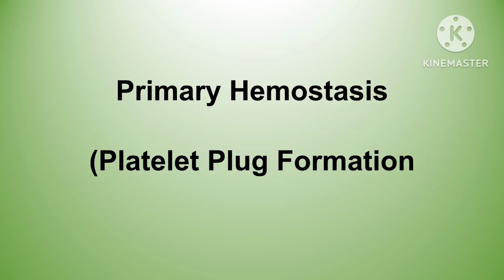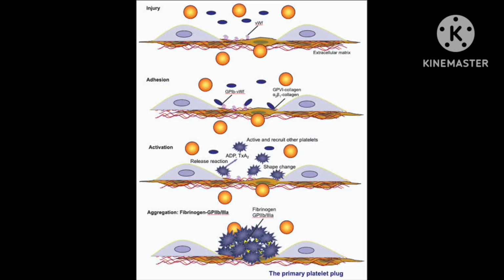After vasoconstriction comes the phase of platelet plug formation, and this process is known as primary hemostasis. Primary hemostasis consists of three steps. First of all, there is platelet adhesion, as we have already discussed.